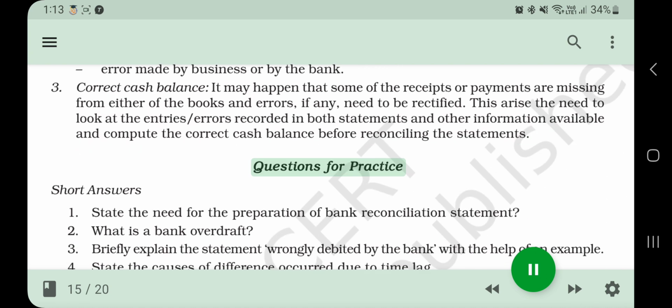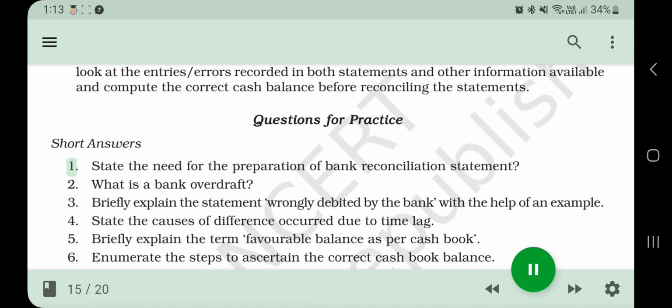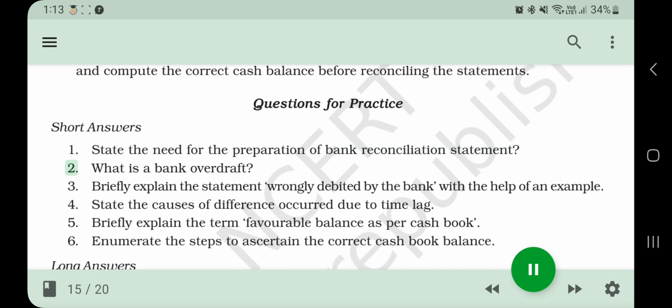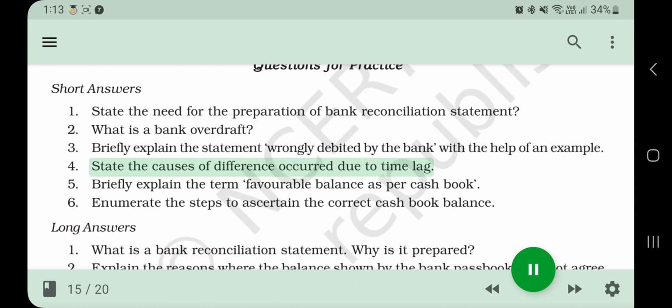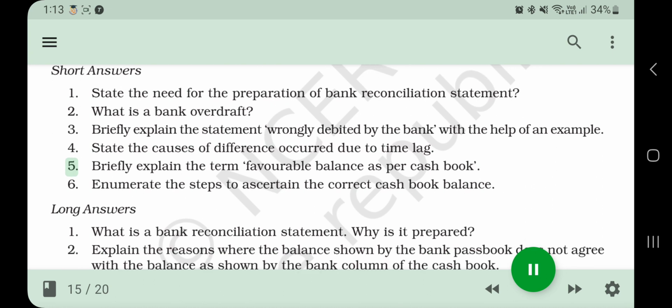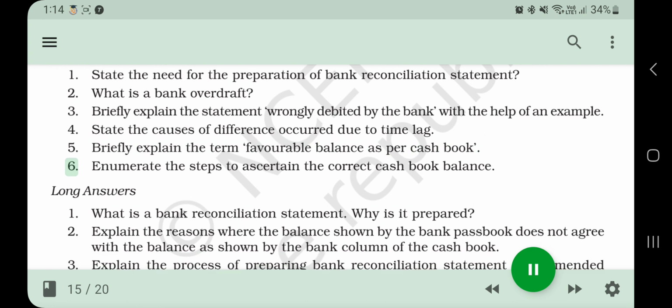Questions for practice. Short answers. 1. State the need for the preparation of bank reconciliation statement. 2. What is a bank overdraft? 3. Briefly explain the statement, wrongly debited by the bank, with the help of an example. 4. State the causes of difference occurred due to time lag. 5. Briefly explain the term, favorable balance as per cash book. 6. Enumerate the steps to ascertain the correct cash book balance.